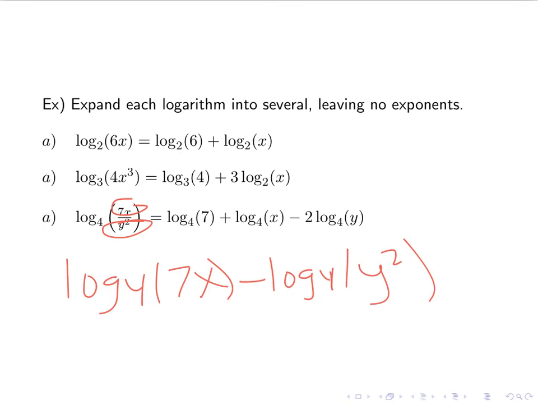Then I'm going to separate this one using addition, really into those two. And I'm going to bring the 2 out from here. So I have log base 4 of 7 plus log base 4 of x minus 2 log base 4 of y. You can always check these by plugging in values for x and y and using your calculator. I wouldn't suggest 1 or 0, so try plugging in a 2 or a 4 or a 10, something like that.